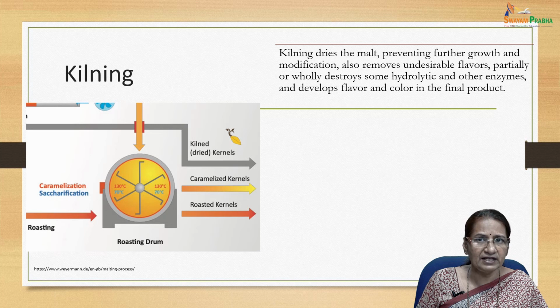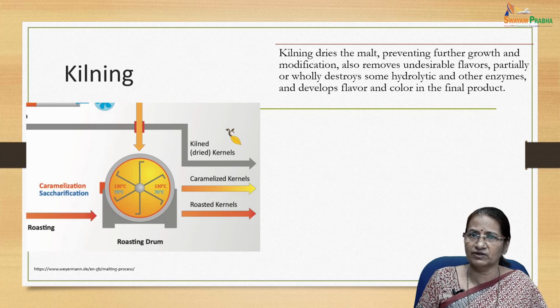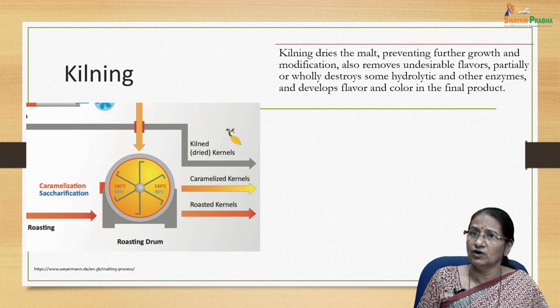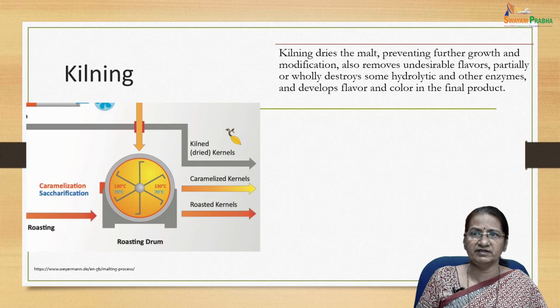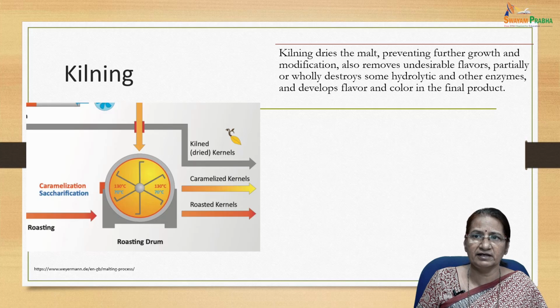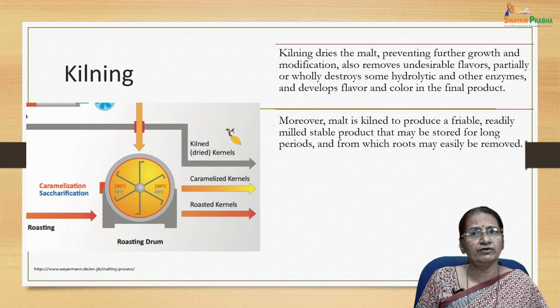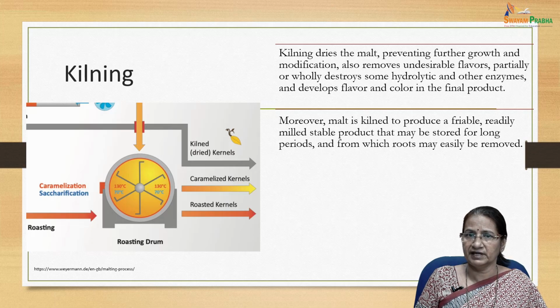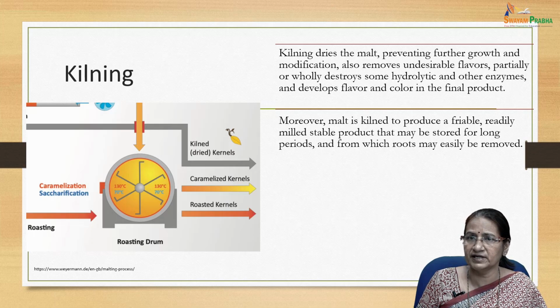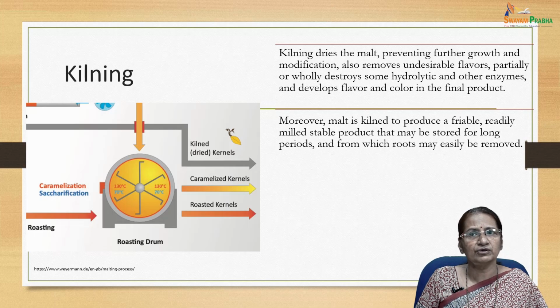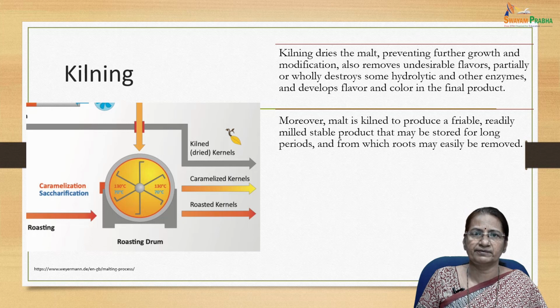Kilning dries the malt, preventing further growth and modification, also removes undesirable flavors, partially or wholly destroys some hydrolytic and other enzymes, and develops flavor and color in the final product. Moreover, malt is kilned to produce a friable, readily milled, stable product that may be stored for long periods and from which roots may easily be removed.